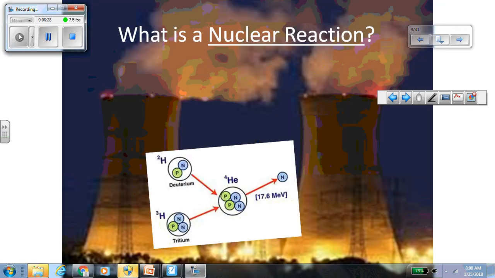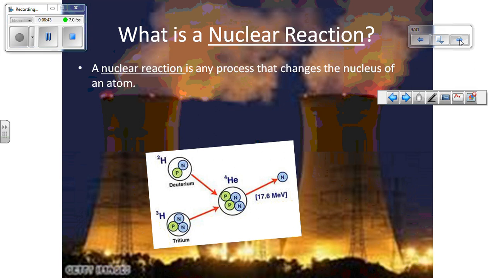What is a nuclear reaction? Now, we've talked about different ways that isotopes can break down, and different types of radiation that are given off. So what exactly is a nuclear reaction? That's what we'll look at on this slide.